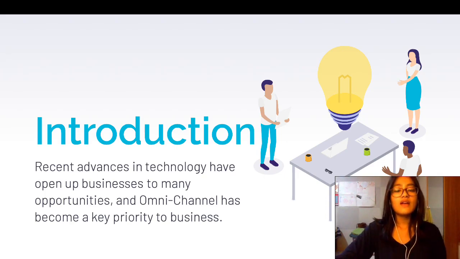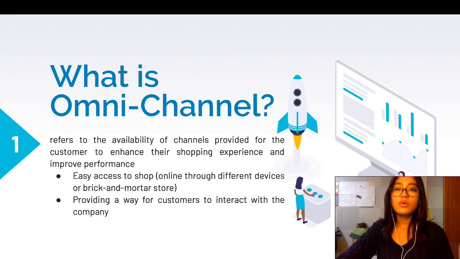technology that have opened up businesses to many opportunities, and omnichannel has become a key priority to businesses. So, what is omnichannel? It is basically referring to the availability of channels provided for the customer to enhance their shopping experience and to improve their performance. It will allow an easier access to shop online. You can do it on your devices, for example, your tablets or your mobile phones, or you can go directly to the brick and mortar store. And it will also provide a way for customers to interact with the company.